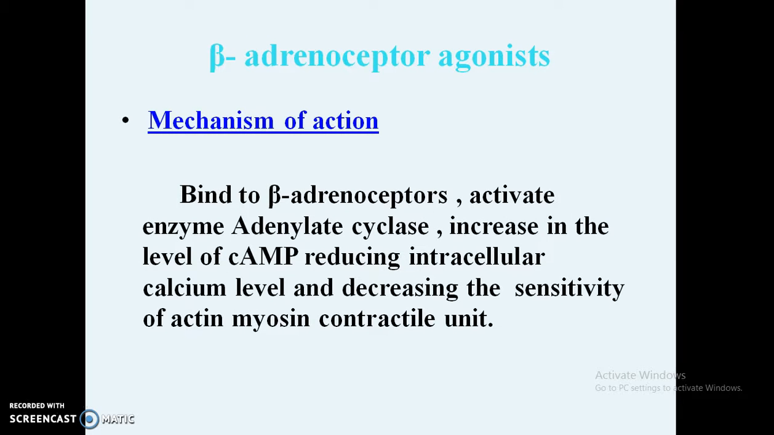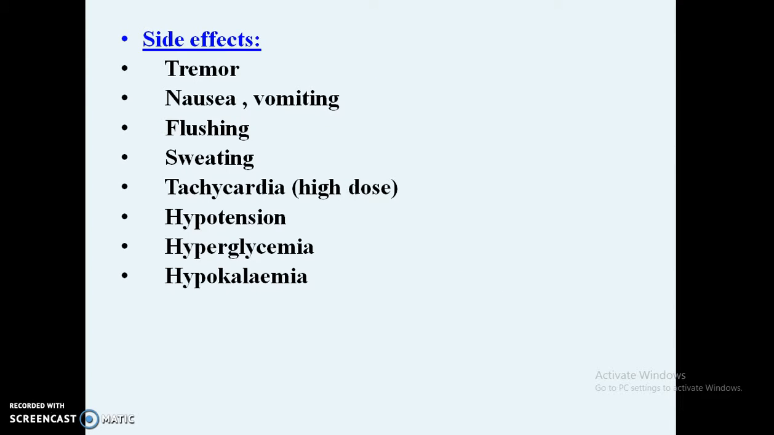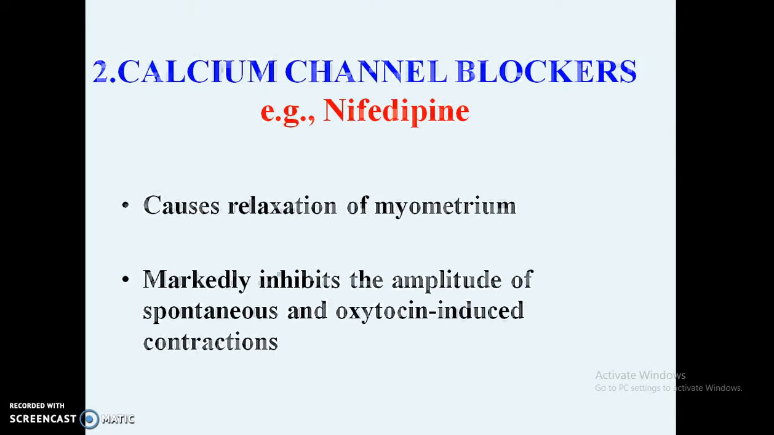The mechanism of action is that it binds to the beta adrenoreceptors and activates the enzyme adenylyl cyclase, which ultimately increases the levels of cyclic AMP, and that reduces intracellular calcium level and decreases the sensitivity of actin and myosin contractile units. Hence, there is a relaxation of the uterine smooth muscles. The side effects are tremors, nausea, vomiting, flushing, sweating, tachycardia, hypotension, hyperglycemia, and hypokalemia.